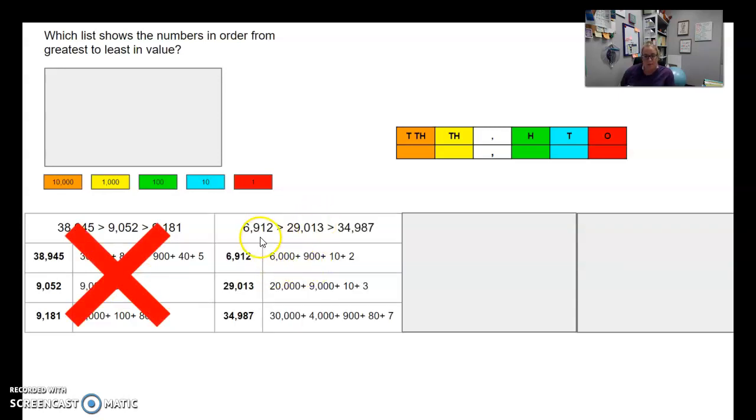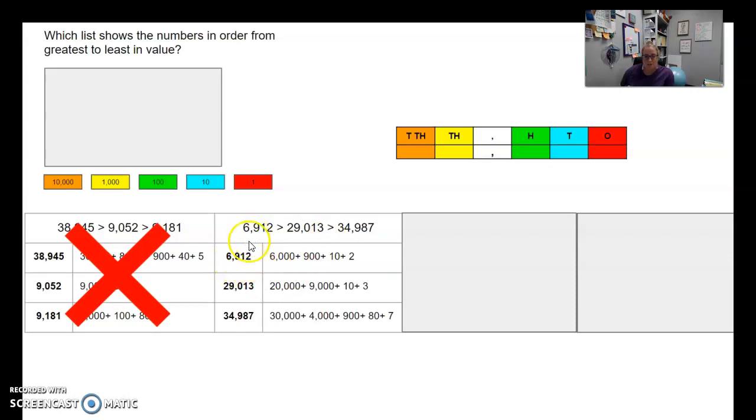When I look at the next one, it says 6,912 is greater than 29,013, which is greater than 34,987. If I'm looking at this, do these numbers go in order from greatest, biggest, to least, smallest? Do they go from big to small? What do you think? Give me a thumbs up if you think yes. Give me a thumbs down if you think no. Well, let's prove it.